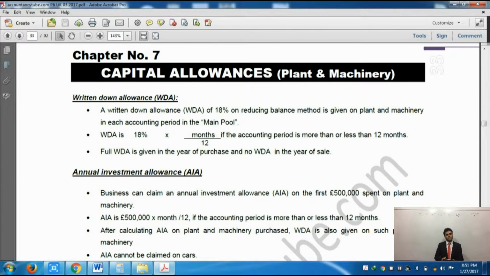Now, if you're watching for F6, this topic is also relevant to F6. Please make sure you download the lecture notes, and your page will be 23. Page 23 on your lecture notes is of capital allowances. All right. Although I've shared the screen, it might be a different number in your notes. So please make sure you download the lecture notes, but the material will be exactly the same.